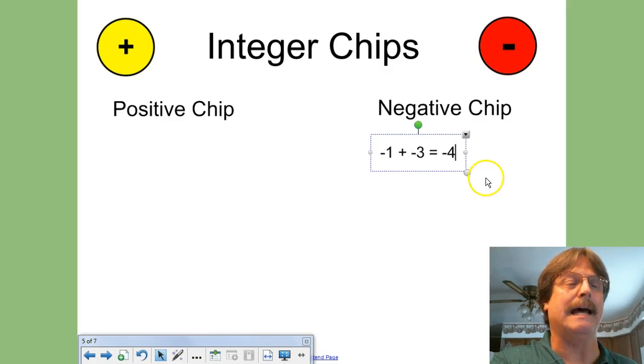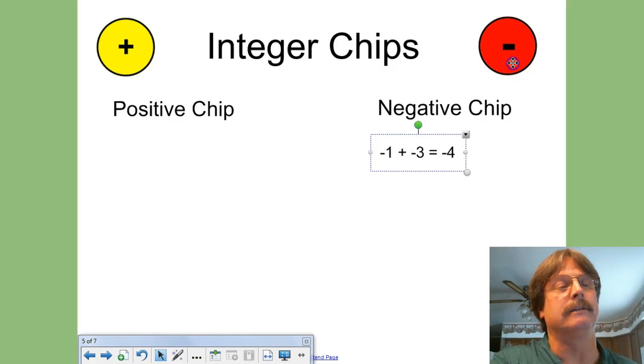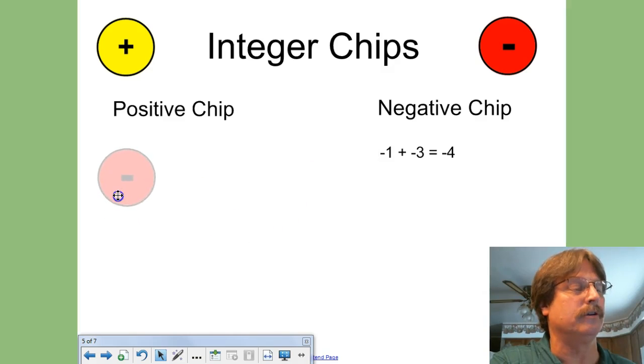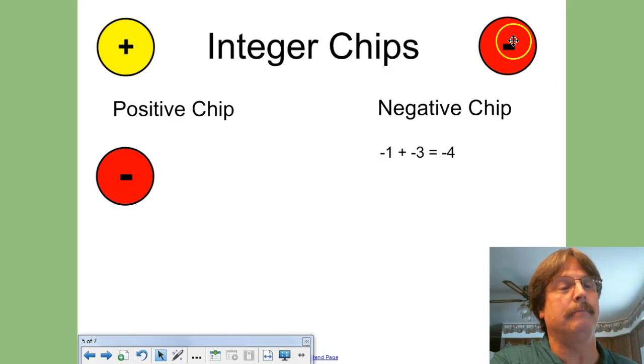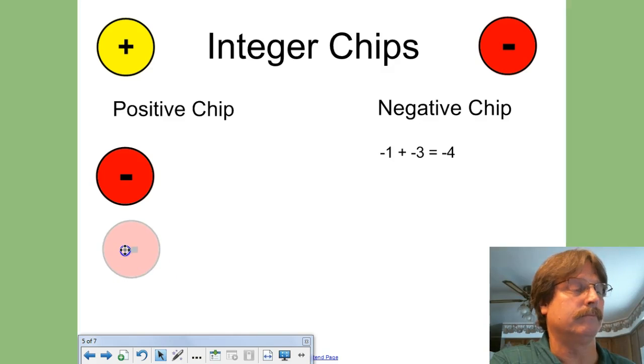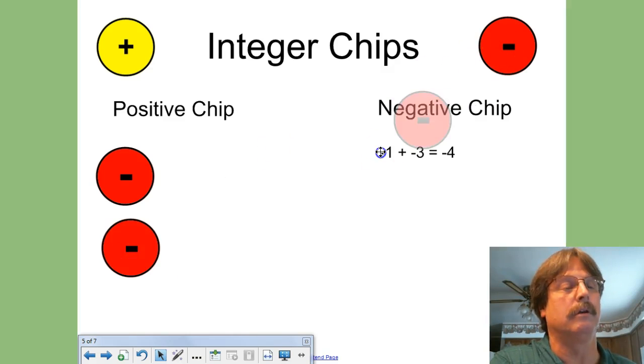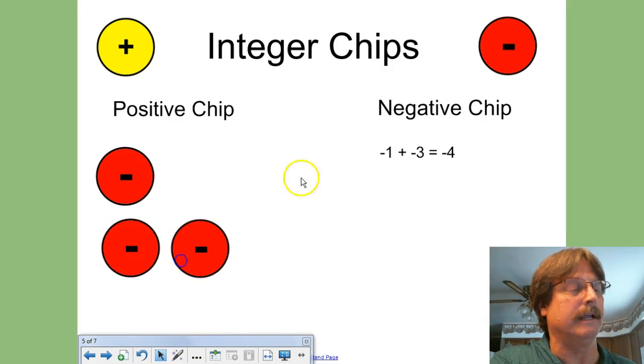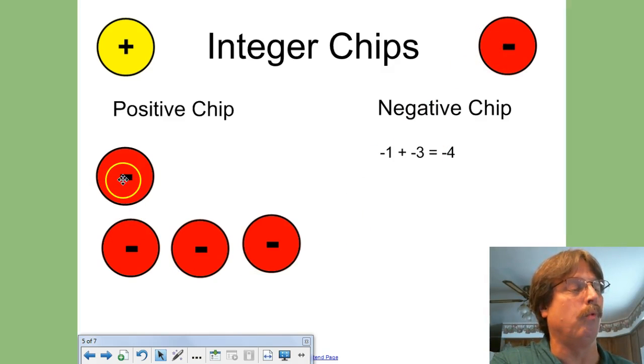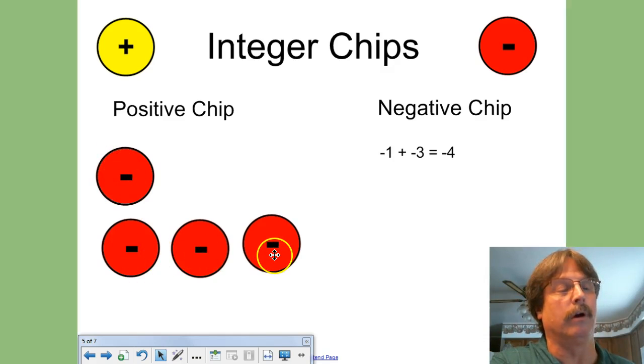How does it get that? Let's take a look. I'm going to bring down 1 chip, so there's 1 negative chip. Then I'm going to bring down 3 more: here comes my first, there's my second, and there's my third. So here's my negative 1, and here's my 3. If I count them all together, I get 1, 2, 3, 4. So I got 4 negative chips, and that's adding integers with the same sign.